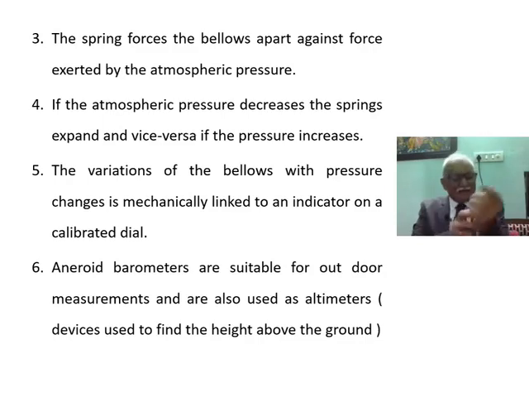The variations of the bellows with the pressure changes are mechanically linked to an indicator on a calibrated dial, like our watch. The dial is there. Expansion and contraction of the cells is conveyed to the indicator on the calibrated dial. So 0 to 100 in the humidity we find here, and the other numbers are there.